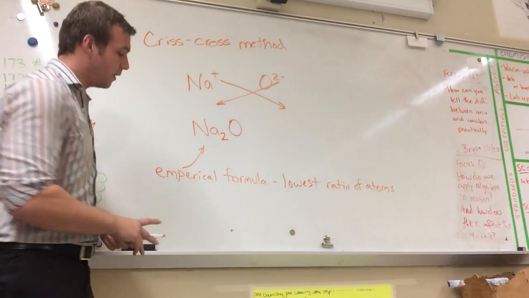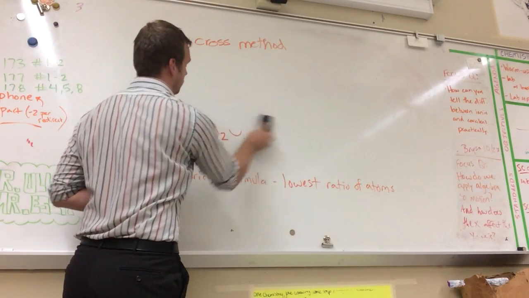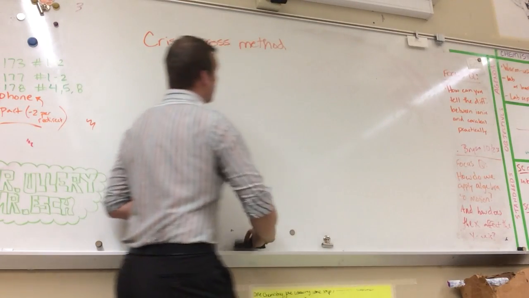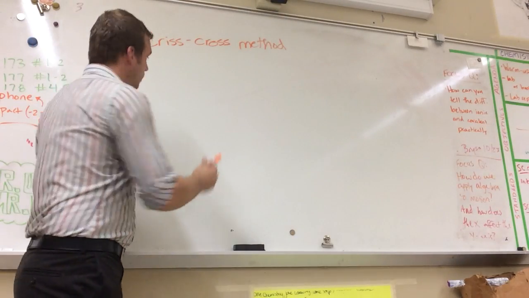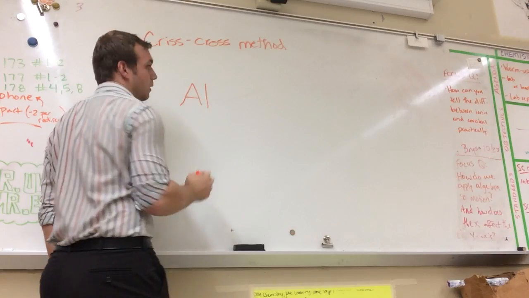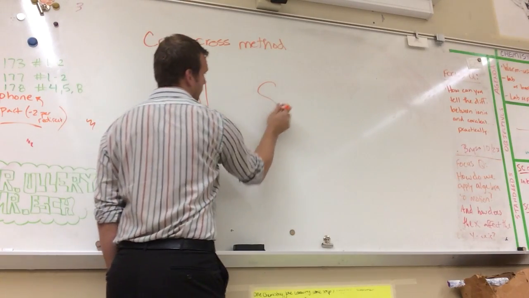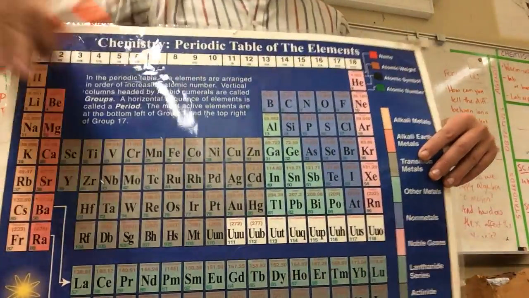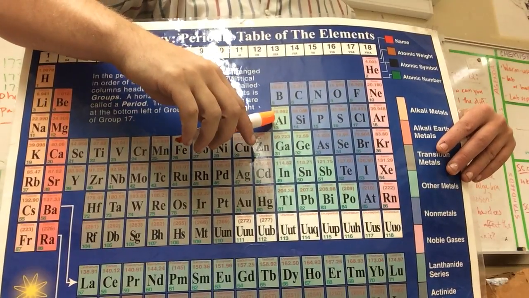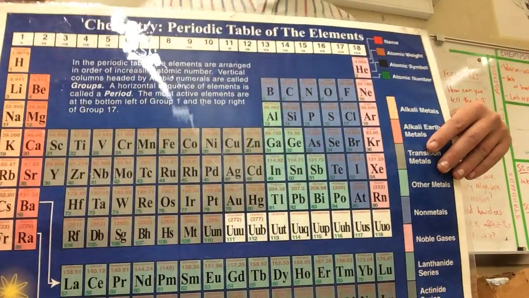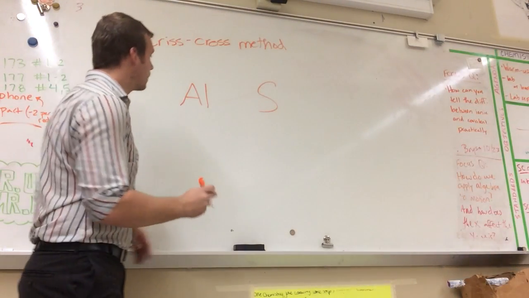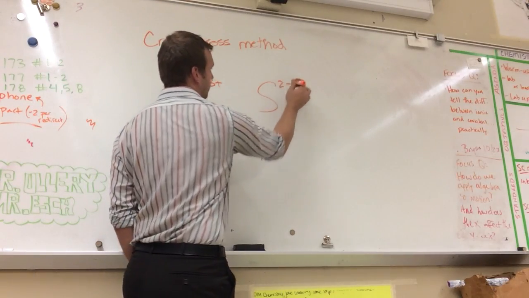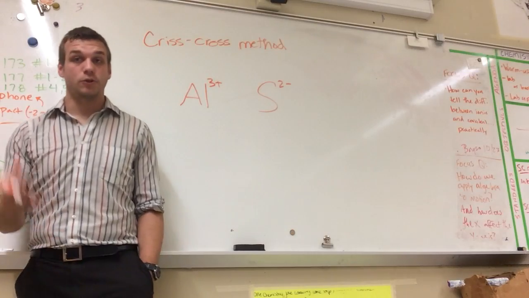So, let's look at another one and do another crisscross. And once again, we'll show empirical formula. Let's look at aluminum, and let's look at sulfur. Reminder, you are looking at the periodic table to find these. Okay, aluminum, if you remember, aluminum is 3+, sulfur is 2-. That's where those come from. So aluminum is 3+, sulfur is going to be 2-. So those are the charges, those go up top, superscripts.